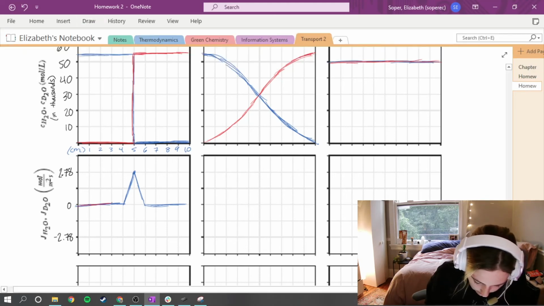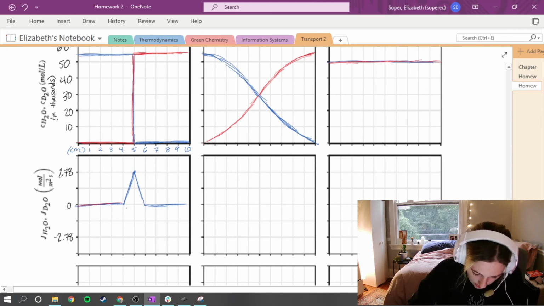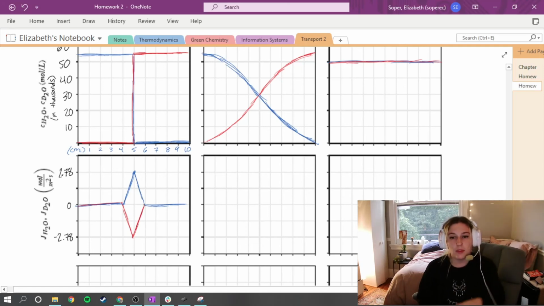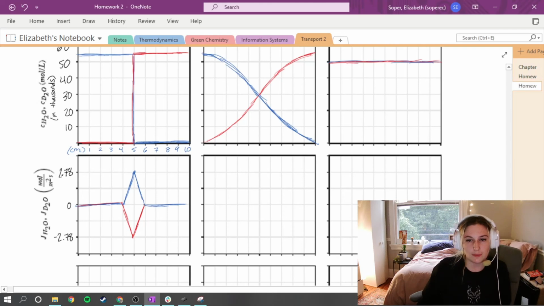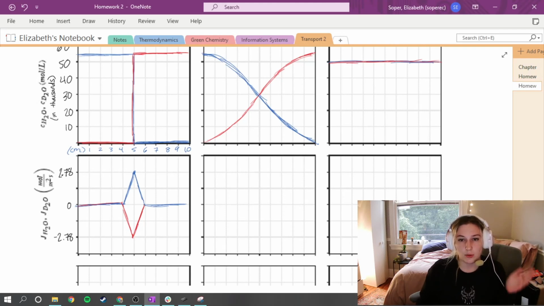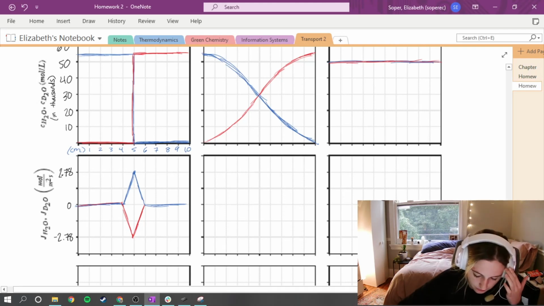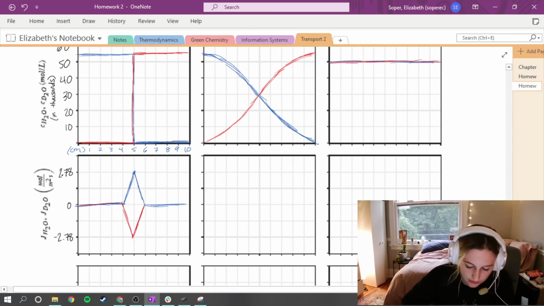And then similar reasoning for D2O, except D2O is going to be negative 2.78 because, like we said, the negative J1 equals J2, like we talked about at the end of the last part of the problem. So the molar diffusive fluxes are equal but opposite. But same reasoning as for H2O.